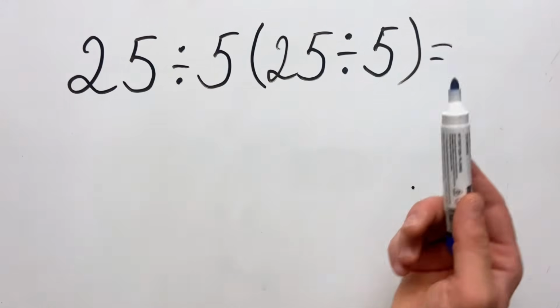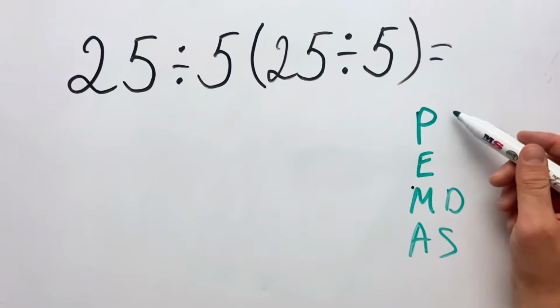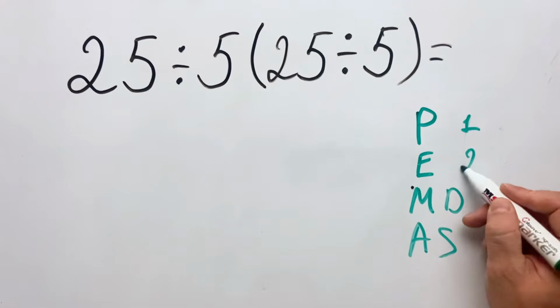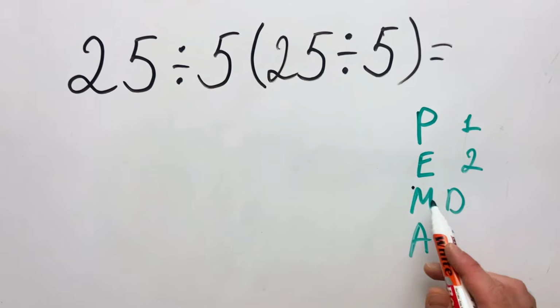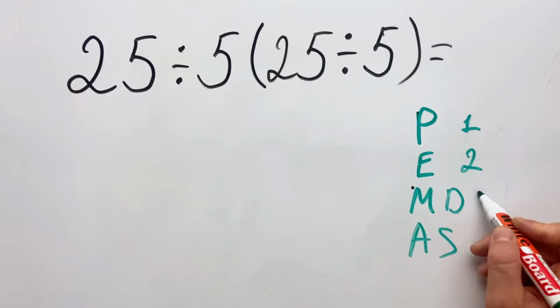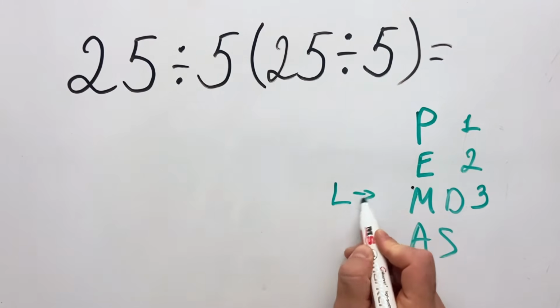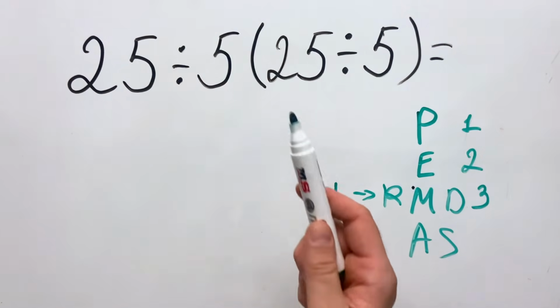The debate is, should we follow the order of operations, where P stands for parentheses and it needs to be done first, E stands for exponents, which should be done second, we don't have it here. And here is the debate: MD stands for multiplication and division. We do it in the third place and we need to do it from left to right. So in this case, what is the debate about?